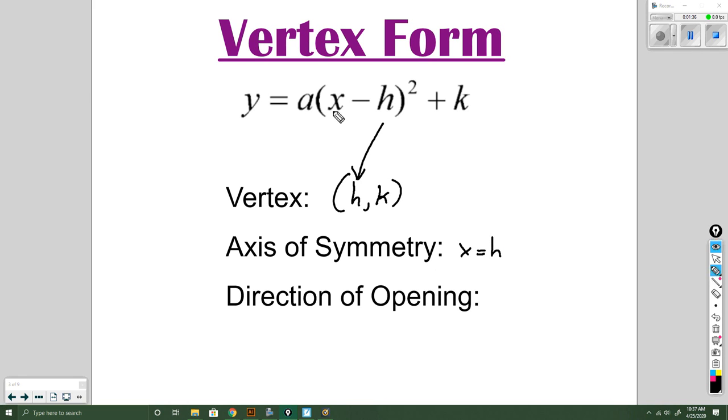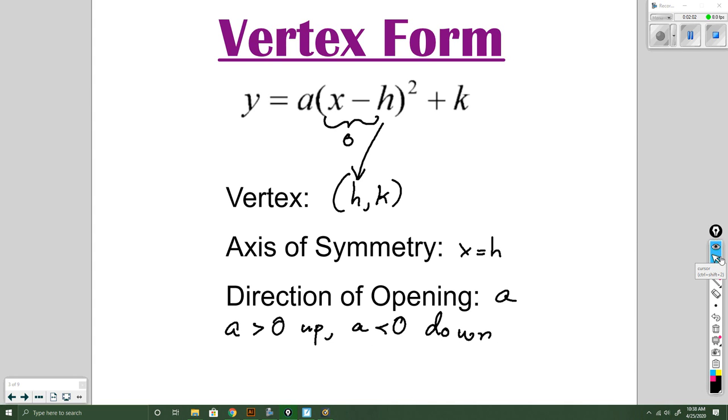So really all you have to do to find the axis of symmetry is set what's inside the parentheses equal to 0 and solve. And then finally, for the direction of opening, that's dependent upon a. Now if a is greater than 0, it opens up. And then if a is less than 0, it opens down.